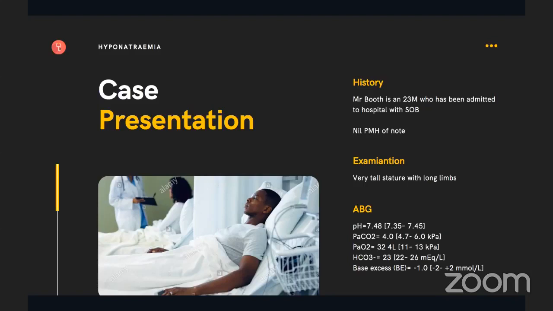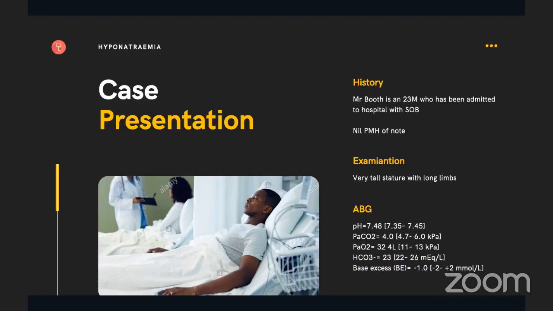So it might be that this gentleman is actually being oversaturated. We might try to turn his oxygen down a little bit. He might be better on 3 liters, might be able to manage on 2 liters. So then we'll want to look at his pH, 7.48. So this gentleman is alkalotic.